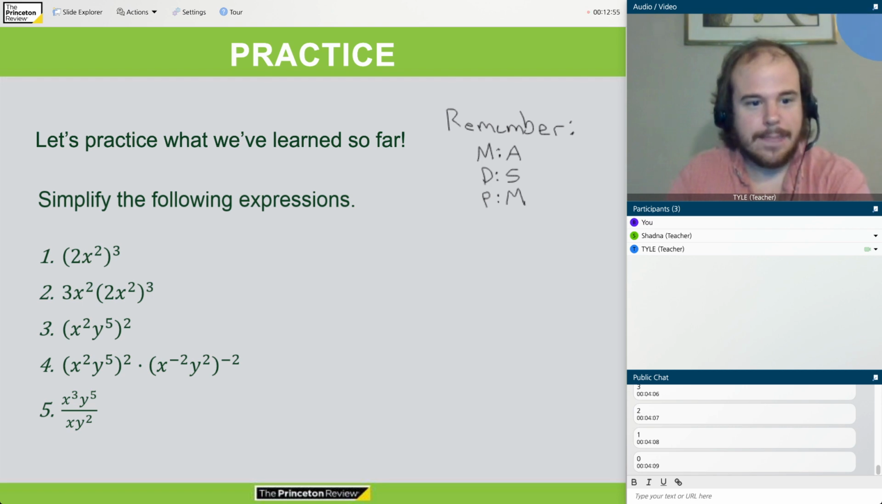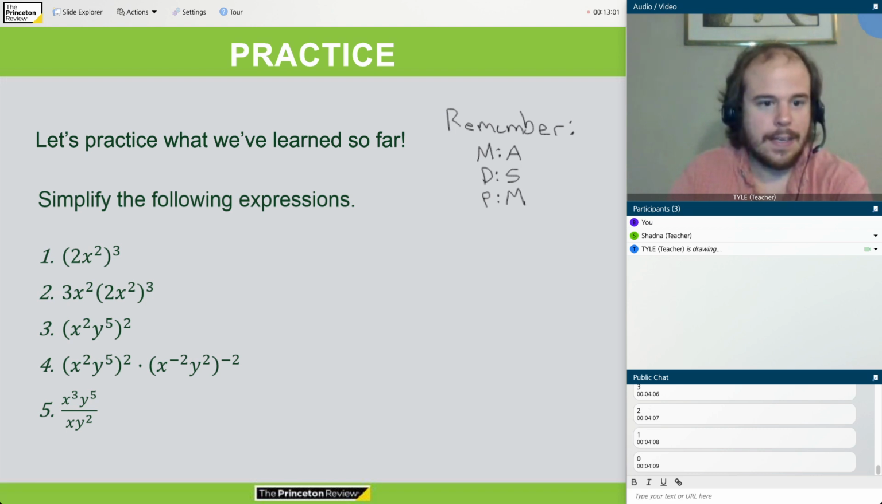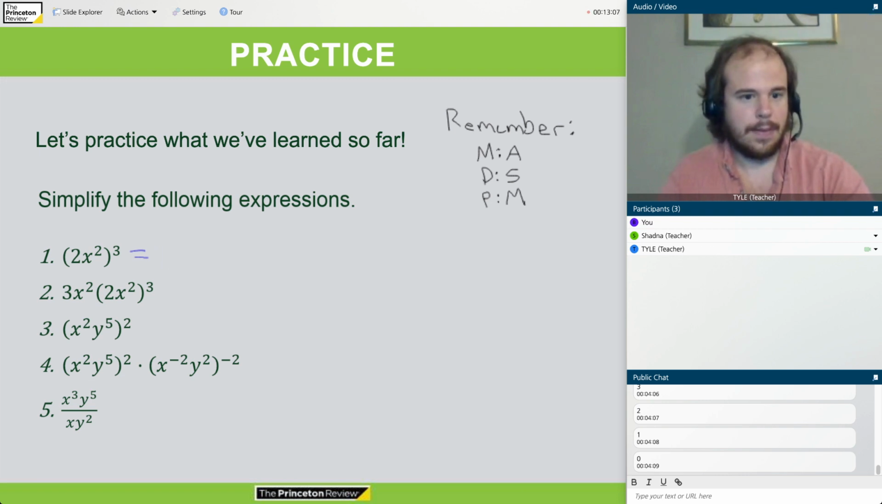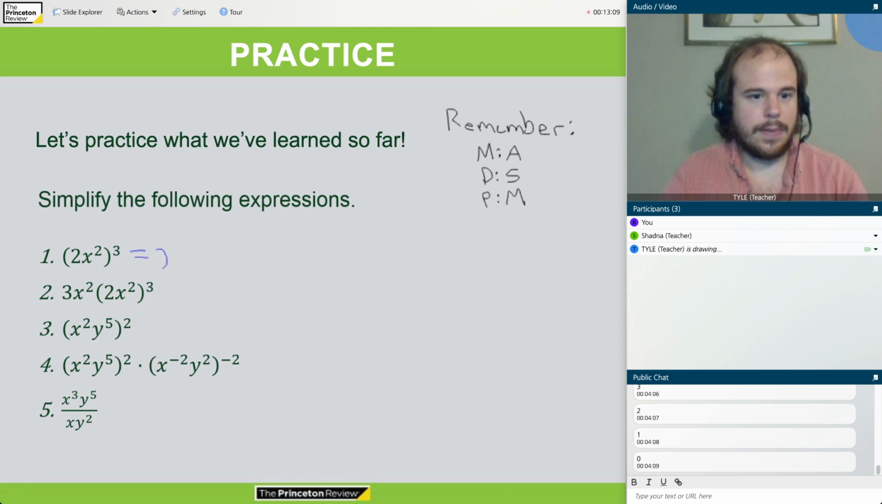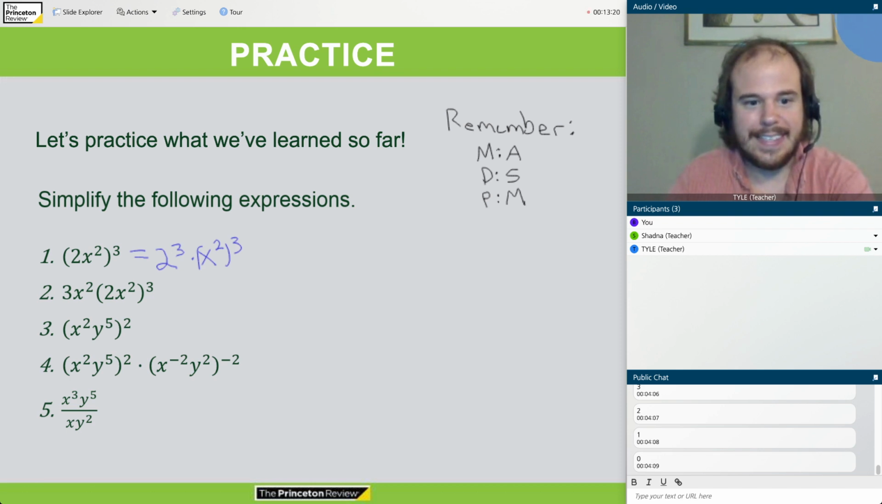So first, number 1, we're cubing the entire expression inside the parentheses. One of the key things is we need to remember that the cube goes both to the 3 term, or I'm sorry, both to the 2 rather. So that's 2 cubed multiplied by x squared cubed. The cube distributes over both terms inside the parentheses.